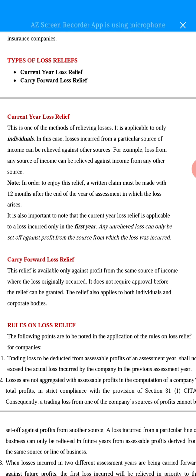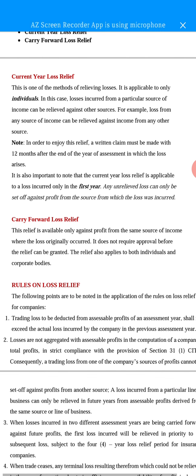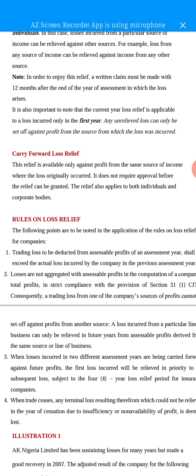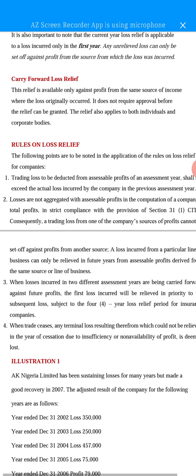Now, carry forward loss relief. This is the one we are mostly involved in. This applies to individuals and corporate bodies. The loss relief is available only against profit from the same source of income. That is, this loss relief can only be set off against the same source of income. I don't know if you have any question at this point. If you have any question, you have to ask so I can attend to it.